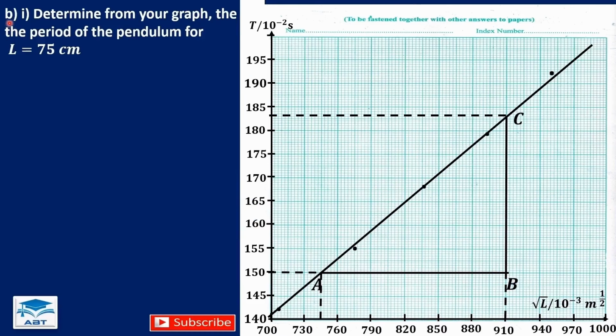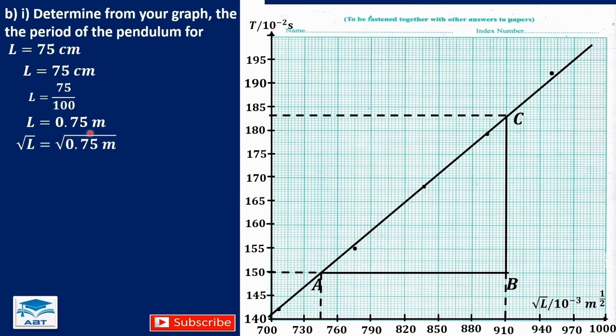Now B part of the question. I. Determine from your graph the period of the pendulum for L is equal to 75 centimeters. So now the length of the string is 75 centimeters. We change it to meters by dividing by 100, which gives 0.75 meters. And remember, we plotted square root of the length. So let's find root L. That will be root of 0.75 meters.